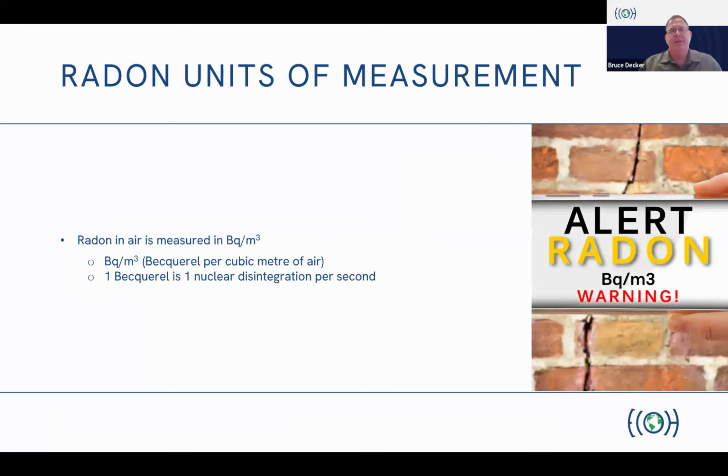A little bit of science here, because we're going to talk about it. We measure radon in units called becquerels per cubic meter, and that's becquerels per cubic meter of air. A becquerel is a nuclear disintegration per second. So think of that as a tick in a Geiger counter. That's an actual decay.